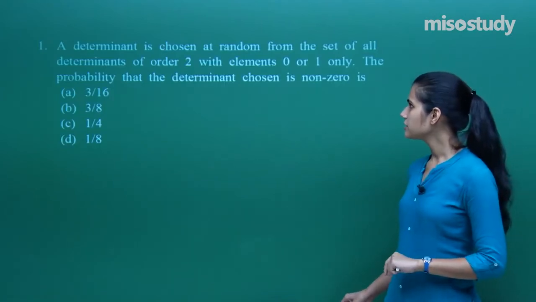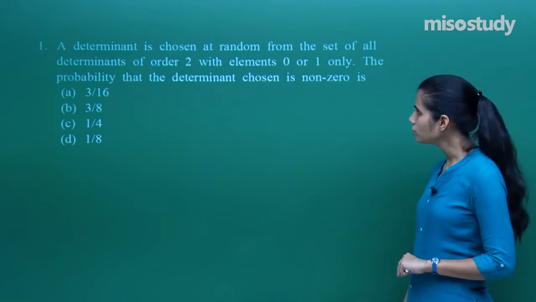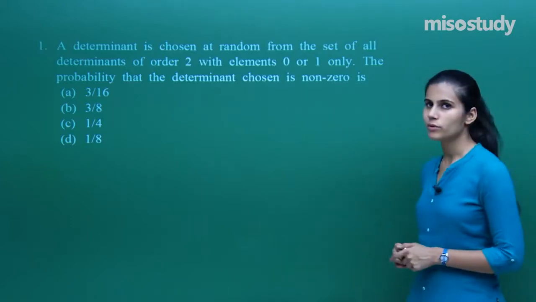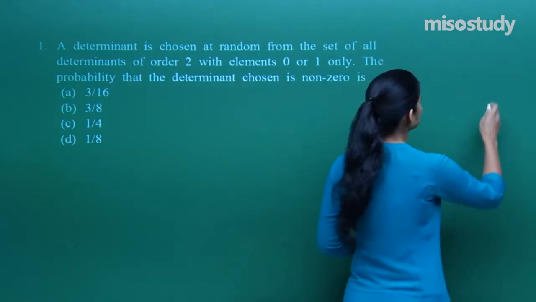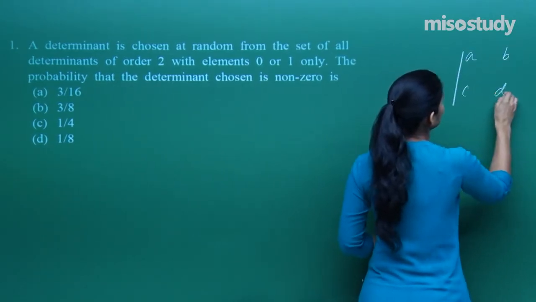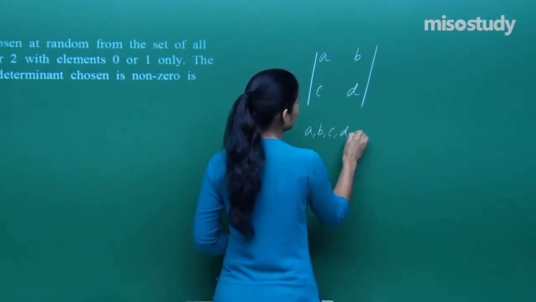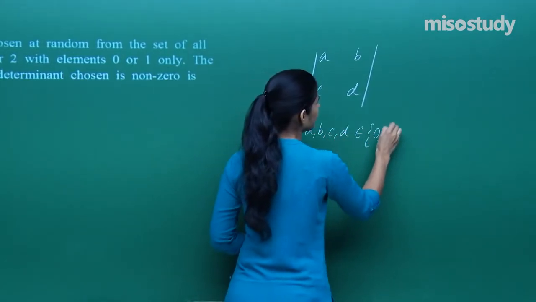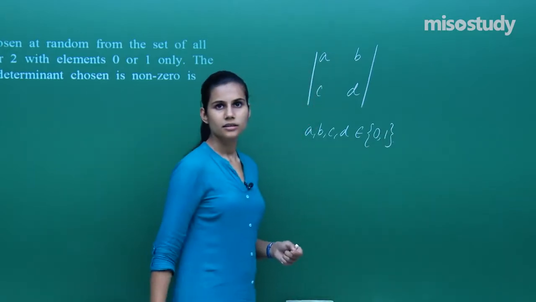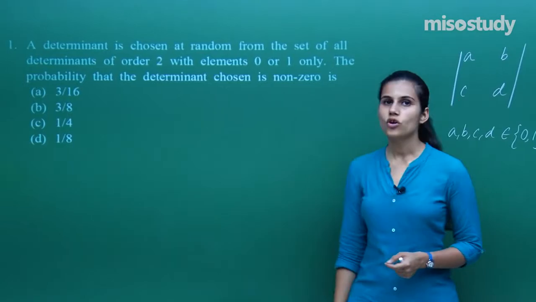First question says there is a determinant which is chosen at random from the set of all determinants of order 2 with elements 0 or 1 only. So this is very important to understand that the determinant is 2 cross 2 and all these are coming from this set. The probability of the determinant chosen is non-zero.